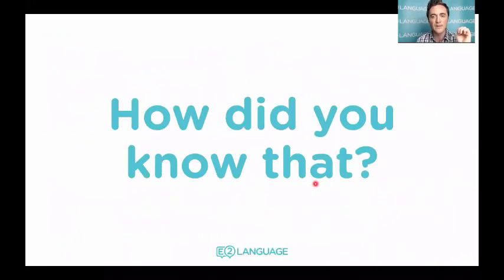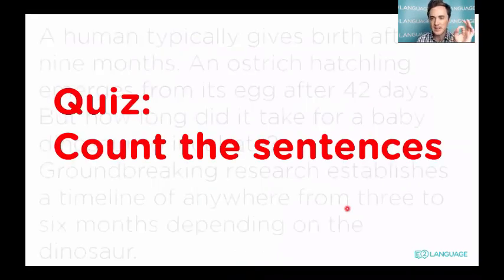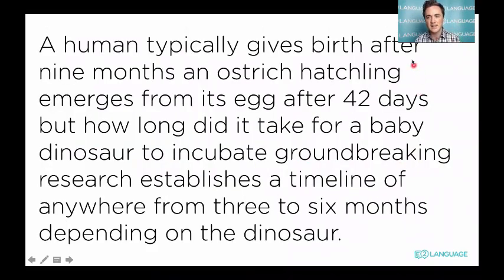There were 4. Fine. How did you know that? How did you know that there were 4 sentences there? You may have used this trick. You may have seen the capital letter and the full stop. Or you may have seen the capital letter and the question mark, because a capital letter and a full stop or a capital letter and a question mark indicate the start and the end of a sentence. Okay? I want you to count the sentences again. Tell me, how many sentences can you see now?